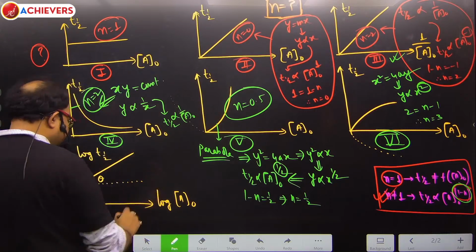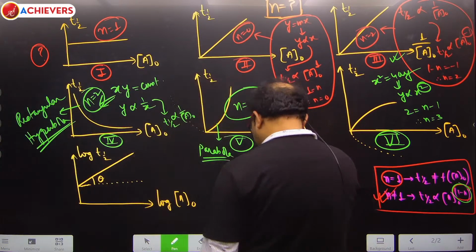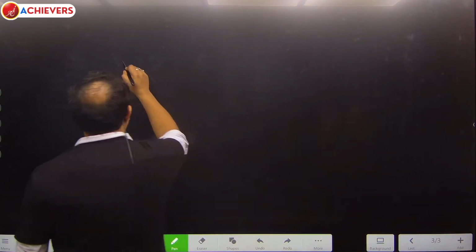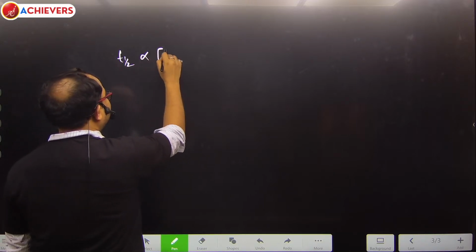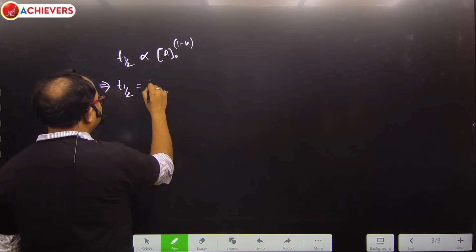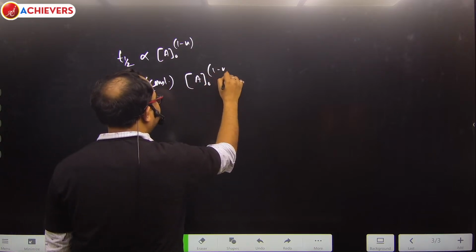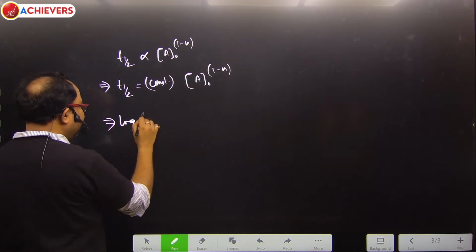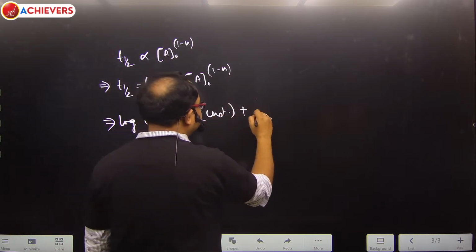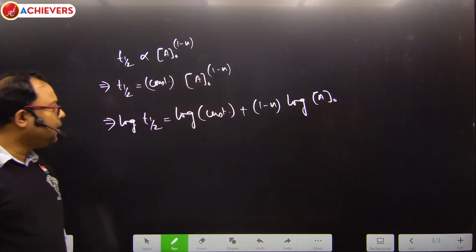And now let's move on to the final, log of T half versus log A naught. You see, T half is proportional to A naught to the power 1 minus n. That means T half equals some constant multiplied by A naught to the power 1 minus n. Or log of T half equals log of constant plus 1 minus n log of A naught. So this is the equation.